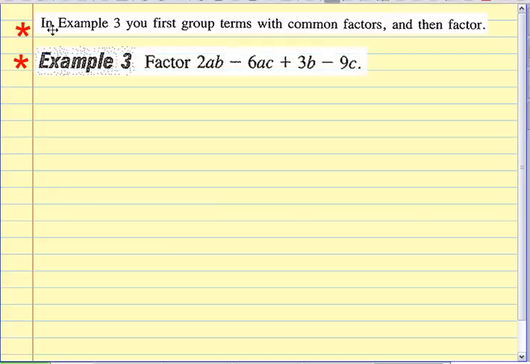All right, well, let's look at this. In example 3, it says 2ab minus 6ac plus 3b minus 9c. Now I've got 4 terms. Let's think about our order of factoring. Remember, the first thing I'm always going to look for is, is there anything I can pull out? That's the first question I always ask. Is there anything common to all of these that I can pull out?